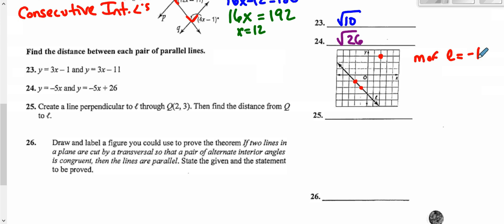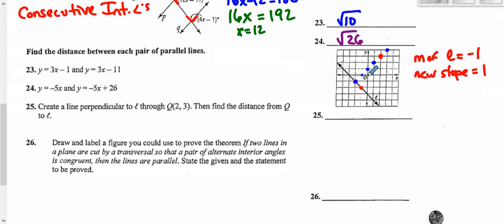Now the slope of a line that is perpendicular to this will be equal to 1. So I'll say new slope. The reason I know that is because the opposite reciprocal of negative 1 is 1. So we'll go ahead and get some points. From here we'll go here. We could go above if we'd like and keep going.